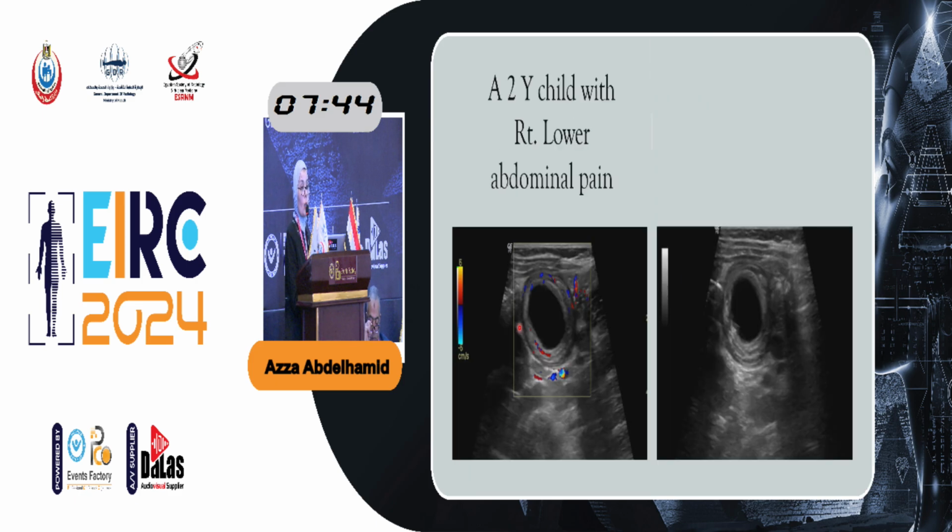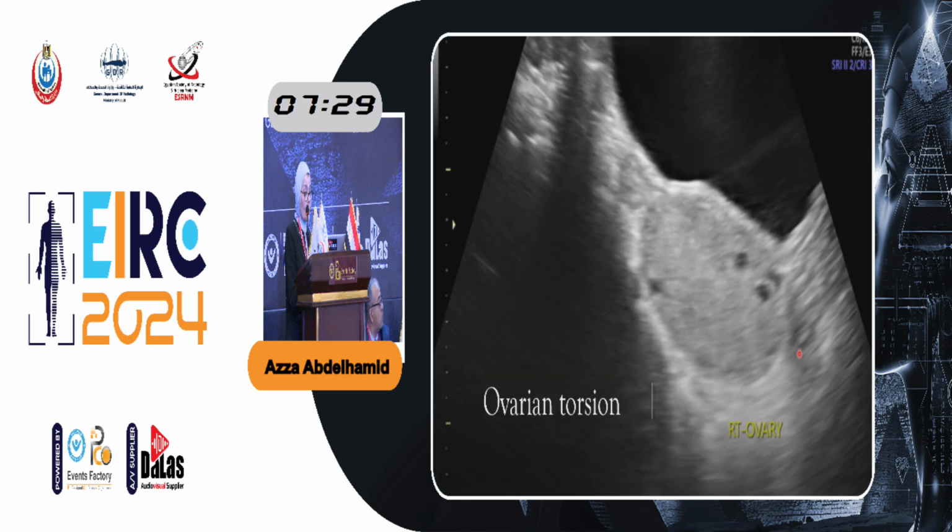What's the difference between this case and the other case? When you see this cystic structure surrounded with all three layers of the bowel and communicating with the lumen of an adjacent bowel, so this is a duplication cyst.